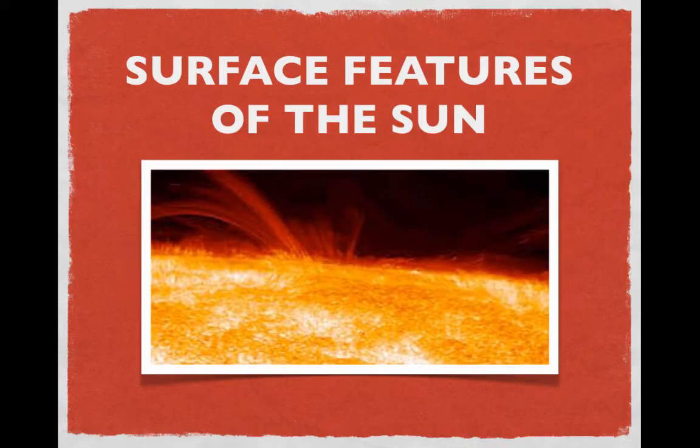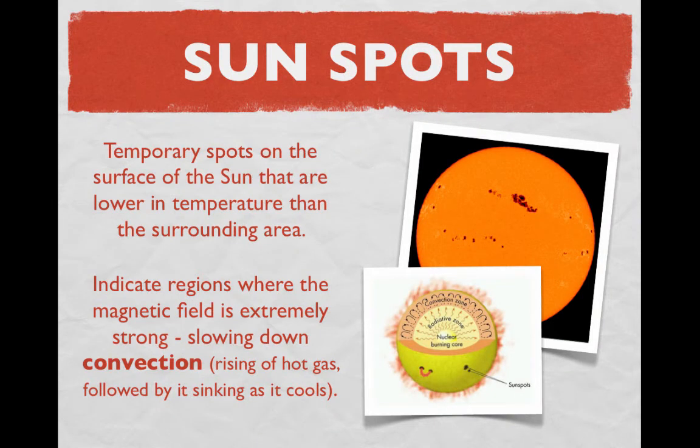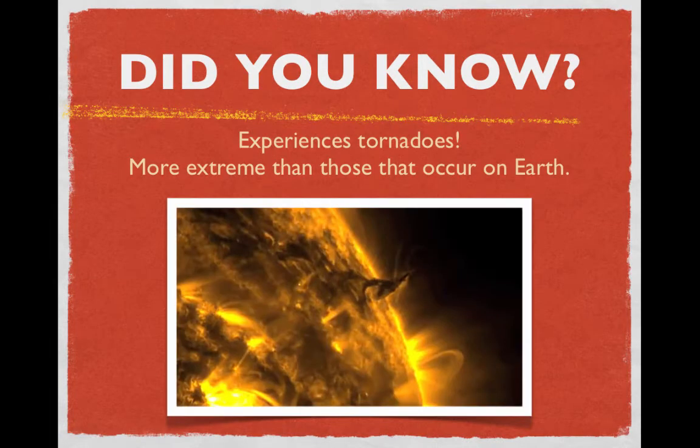Now we're going to go through some surface features of the sun, the first of which are sunspots. These are temporary spots on the sun that are lower in temperature than the surrounding area. So they're about 4,000 degrees Celsius as opposed to about 6,000 degrees Celsius. They indicate regions where the magnetic field is so strong that it slows down convection. If you recall, convection would be the rising of hot gas followed by its sinking as it cools.